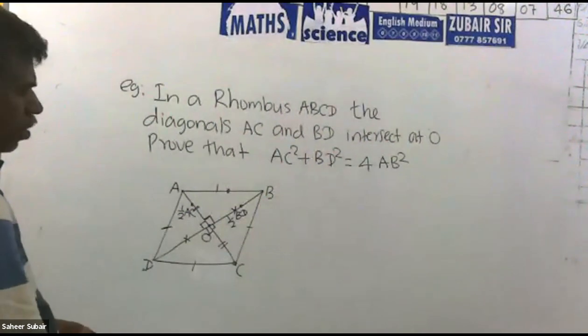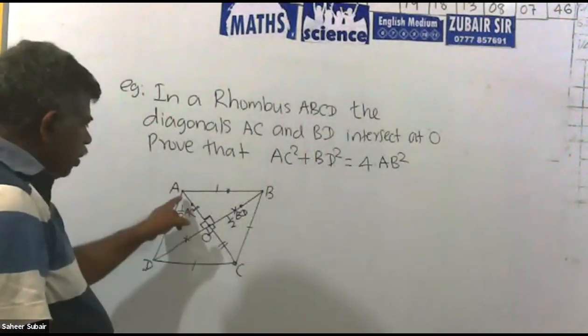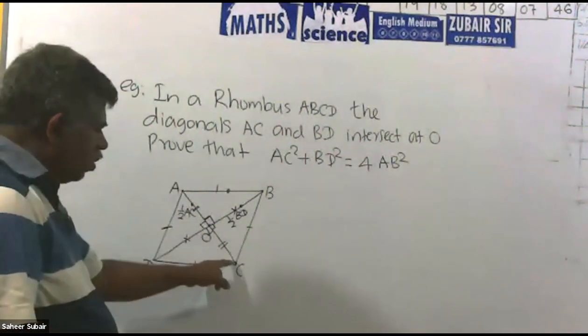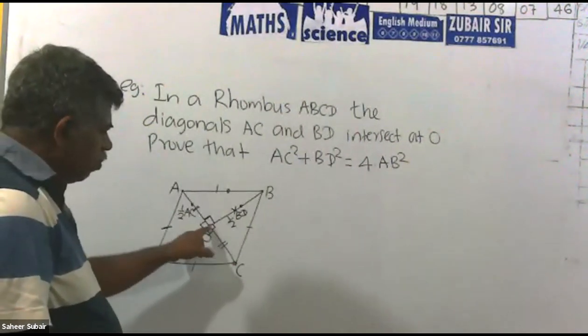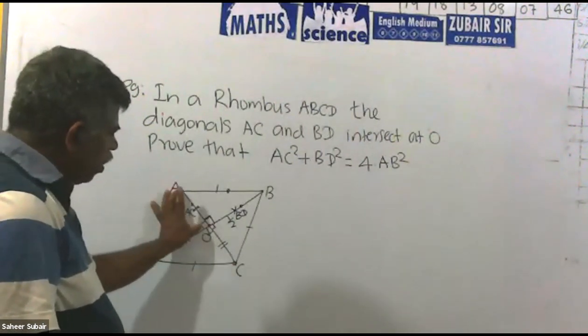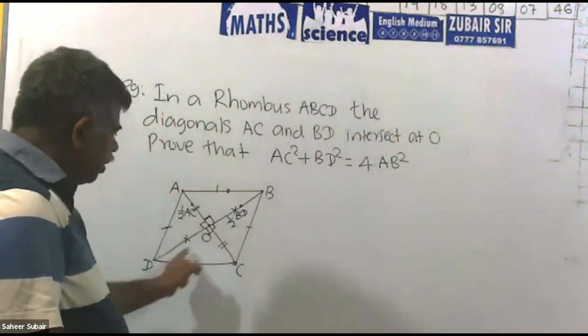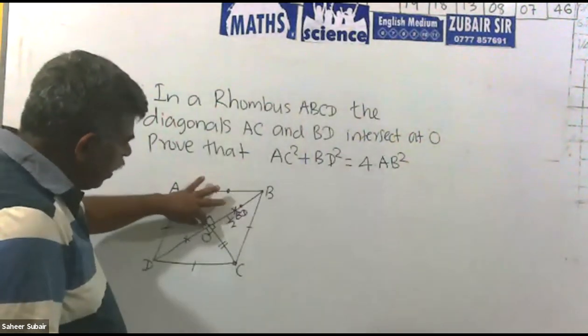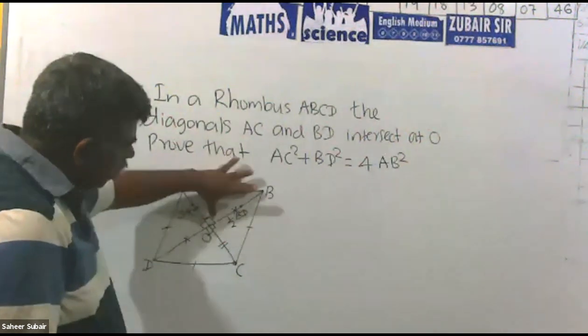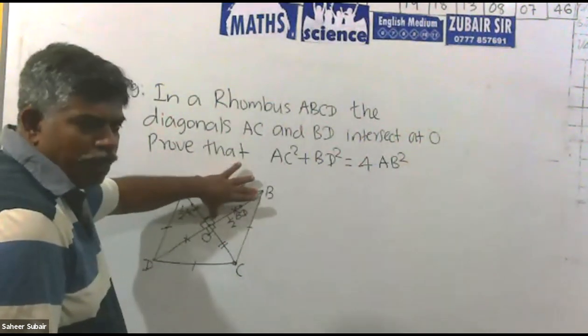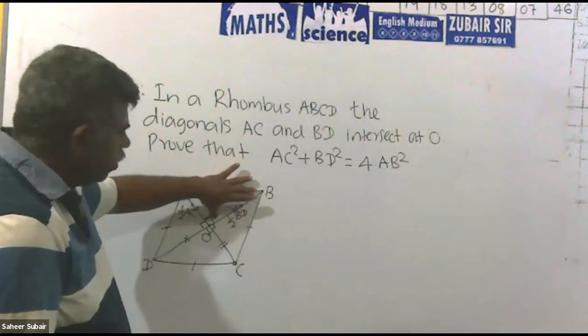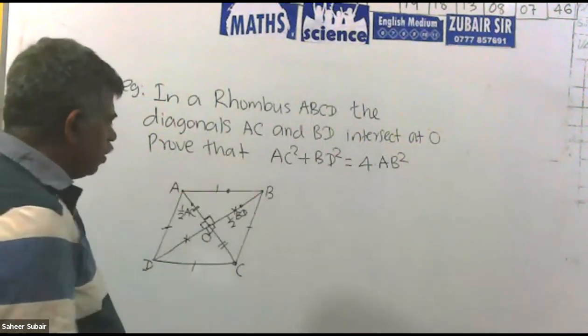You have to think in this way. AC is the whole line. This is the midpoint. So this is half of AC. BD is the whole line. This is getting bisected here. Then this much is half of BD. Then this AB also we need.